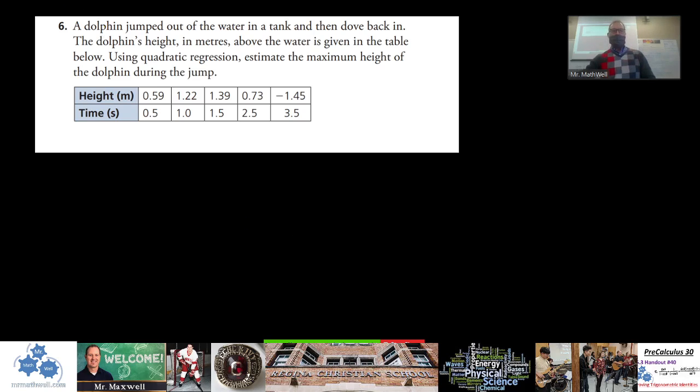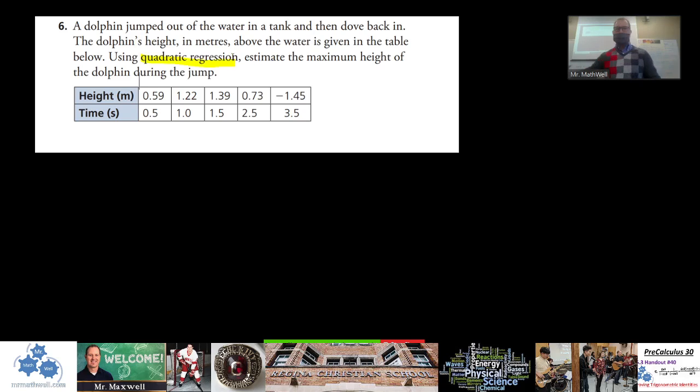So number 6 says, a dolphin jumped out of the water in a tank and then dove back in. The dolphin's height in meters above the water is given in the table below. Using quadratic regression, estimate the maximum height that the dolphin gets during the jump. So we're going to use quadratic regression.